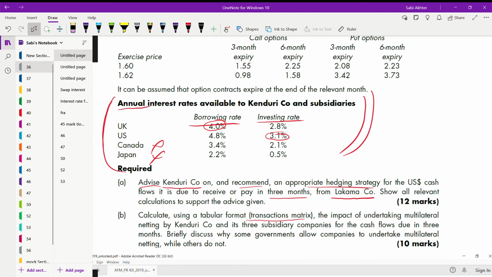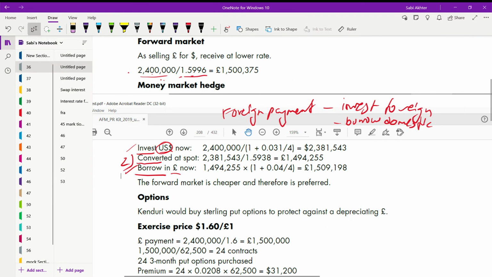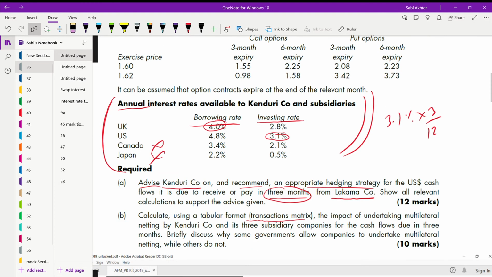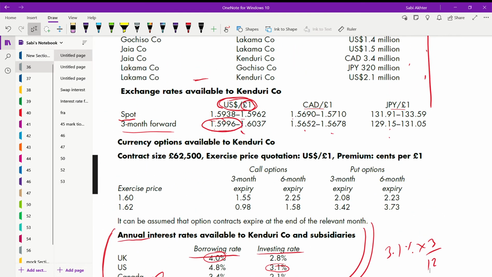Interest rates are always given annually only to you. You have to find it. This is for hedging for 3 months. That means you have to take 3.1% into 3/12. Always. For any money market hedging, this is the technique. Next we'll see that once you get the amount, then using that amount you have to convert using the current spot. What is the spot? You have to again go to spot and decide.